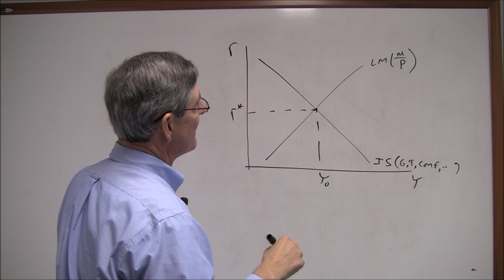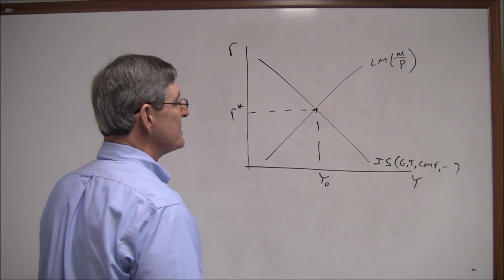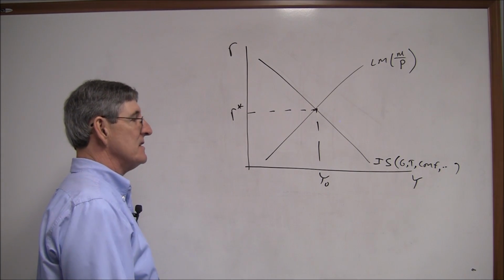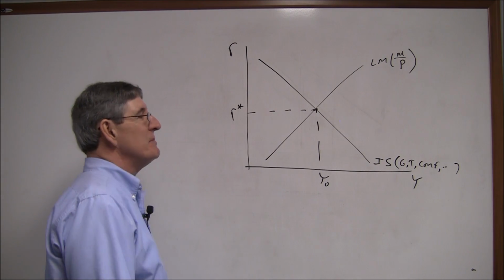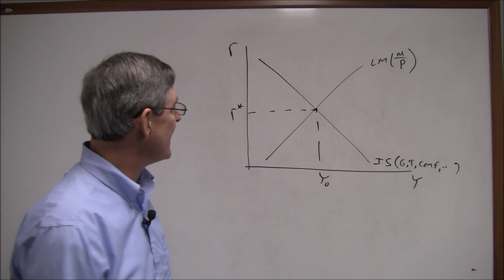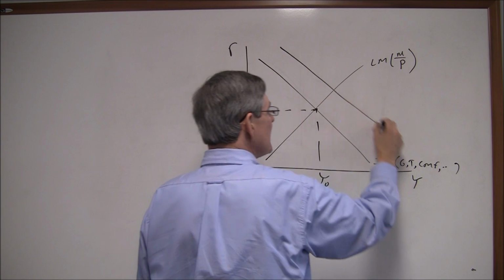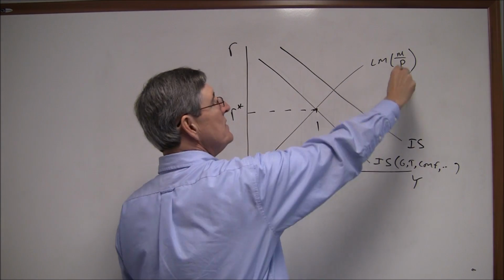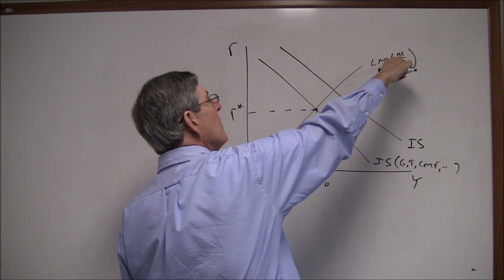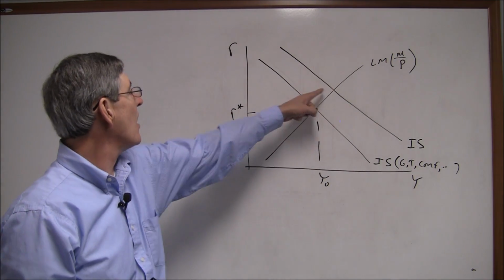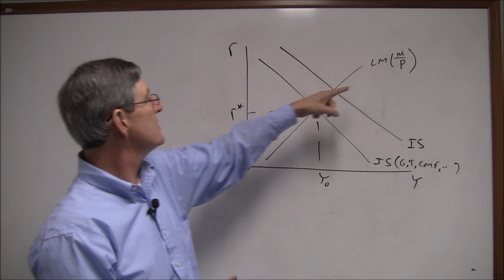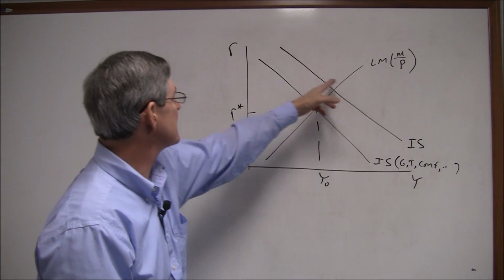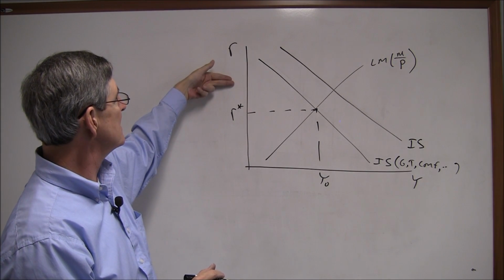So let's suppose that for some reason the IS curve shifts out. Maybe there's a change in taxes or maybe business confidence changes, something like that. And the IS curve shifts out. Under a money target, you wouldn't do anything because you're still at M. You would let R adjust to whatever the money target is. You'd let R adjust to make equilibrium.